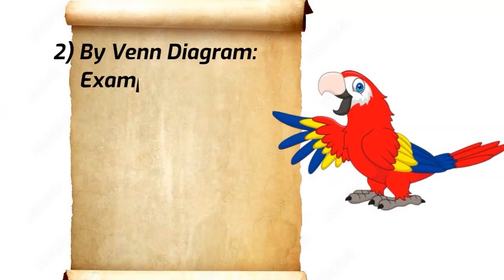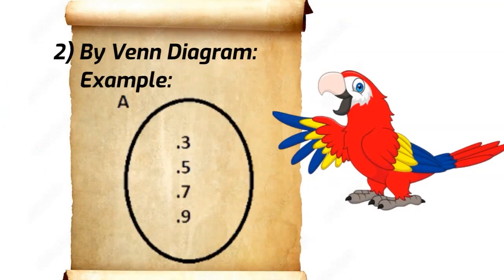We can also represent sets by Venn diagrams. They are particularly helpful while working on set operations. In this example, our set contains 4 elements: 3, 5, 7, 9.